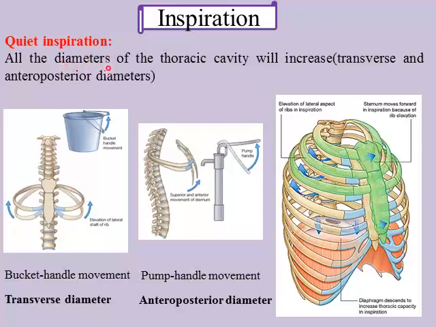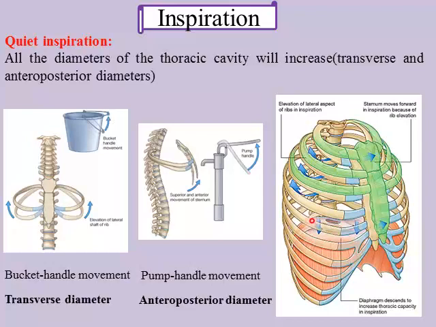During this inspiration, all diameters of the thoracic cavity will increase, as we said before. This is the transverse diameter, this is the vertical diameter, and this is the anteroposterior diameter. Do you remember? We said that at the beginning of the lecture. The anteroposterior diameter is the line between the vertebral column and the sternum, the transverse diameter is between the ribs, and the vertical diameter, as we said before, is increased by the contraction of the diaphragm and its descent.